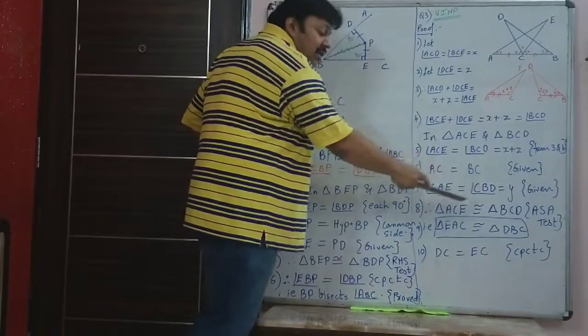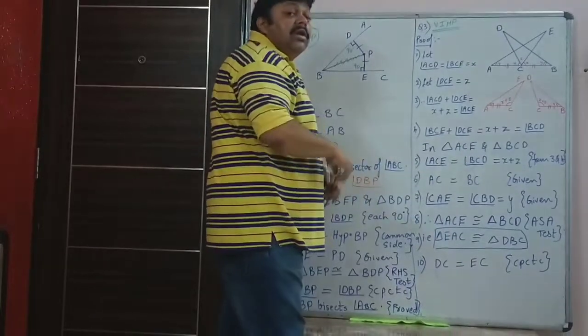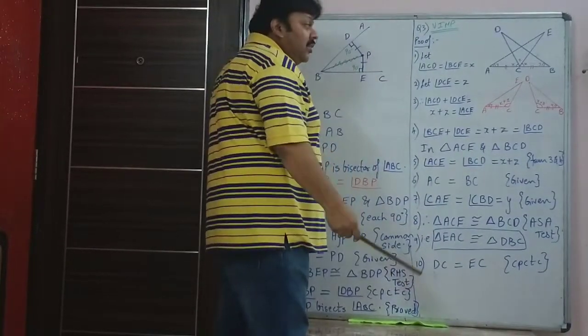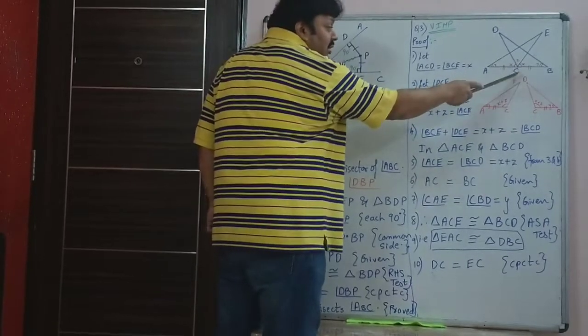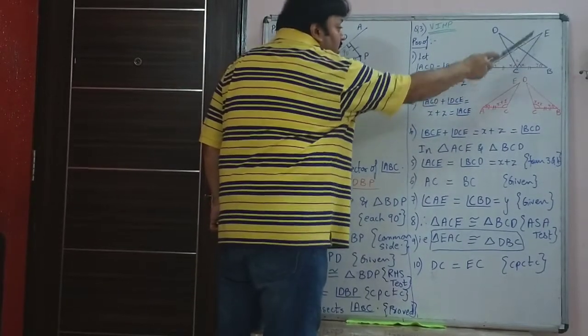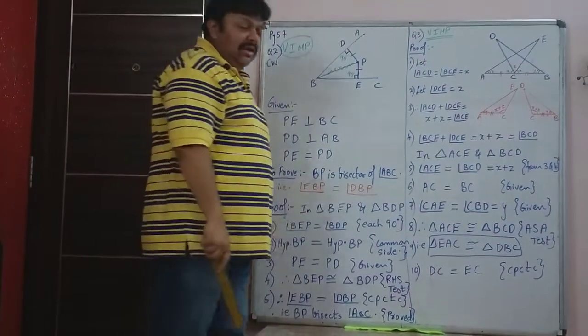You have to write all the angles in 3 alphabets. You can't write just angle A and angle B. It is preferred that it should be written in 3 alphabets. Why? When you say angle C here, which angle C? Is it this? Is it this? There are many angles at C. So you always write any angle in 3 alphabets.